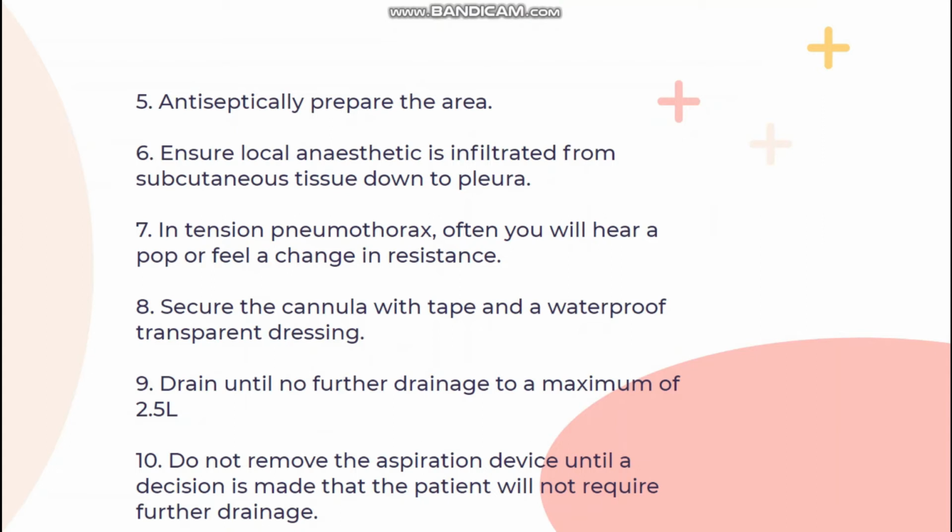Seventh, enter the pleural space to aspirate the pneumothorax. Often you will hear a pop or feel a change in resistance. Eighth, secure the cannula with a tape and secure a waterproof transparent dressing so that the cannula will stay in place, or in the same area, all throughout the procedure.